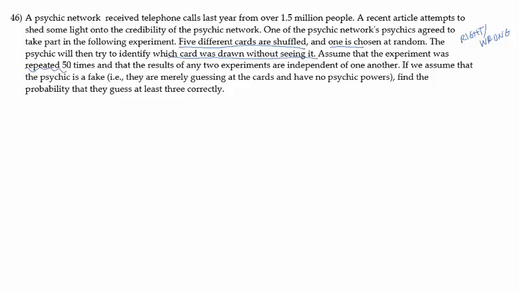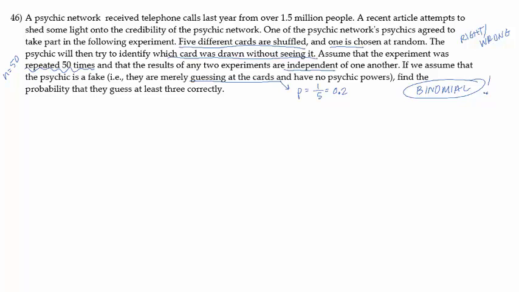So the psychic either gets it right or wrong on their guess. That's repeated 50 times, so we have a repetition of this experiment, and we can assume that the results are independent. Then we think that the psychic is fake, like they're just guessing at the cards. That means that we have a consistent probability. 5 cards are shuffled, 1 of them is drawn, so 1 in 5, or 0.2, is the probability of them successfully just guessing a correct card. It's repeated 50 times, so we have a sample size of 50. And because the outcome of the experiment is binomial and they're independent, we have a binomial experiment.